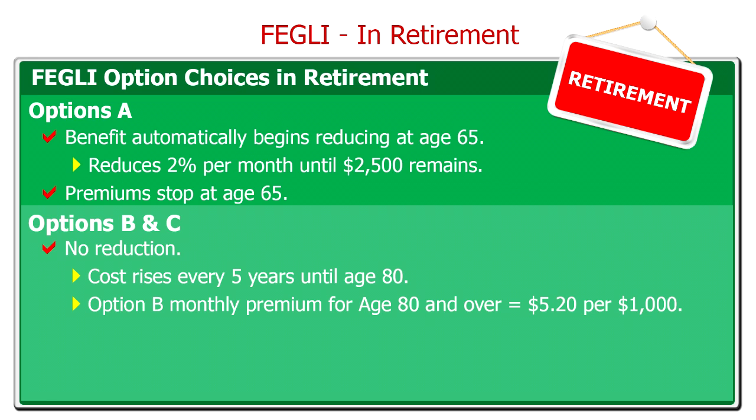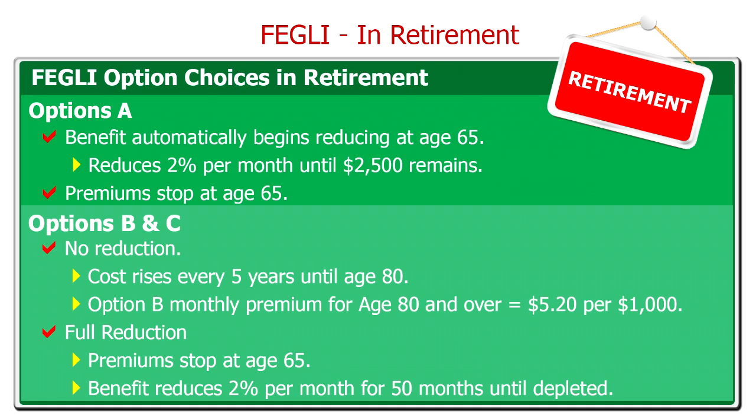Your second choice, if you elect to take option B and or C into retirement, is full reduction. For full reduction, you pay the premium until age 65. At age 65, the premiums end, and your death benefit begins reducing 2% every month until it is totally exhausted. Therefore, there's a linear decrease in your death benefit until it reaches zero.